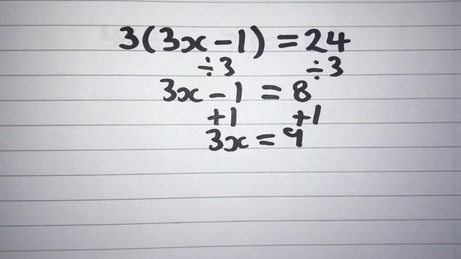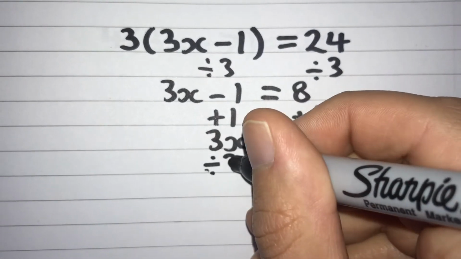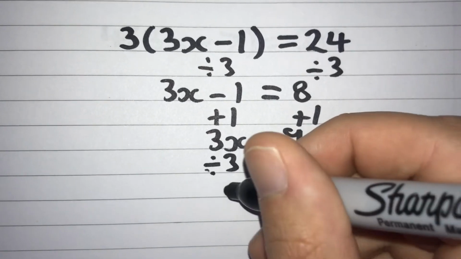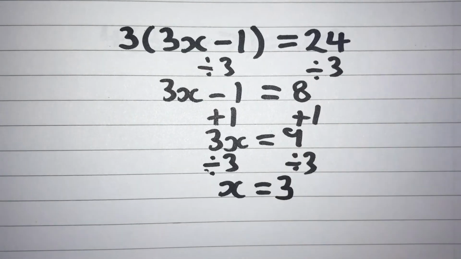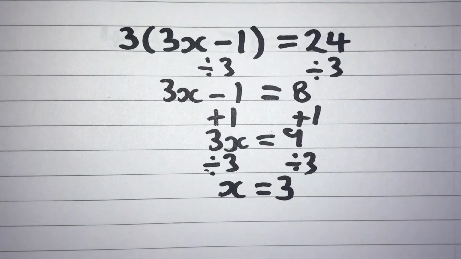Well, to undo that, we need to divide by 3 on both sides. And so we get an answer of x equals, well, 9 divided by 3 gives us 3. So we get x equals 3. And again, that's exactly the same answer as we got doing it in the other method.